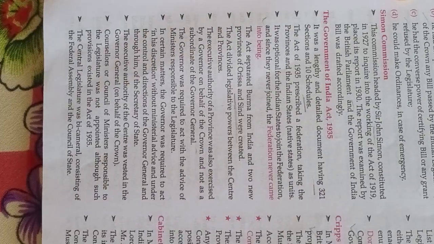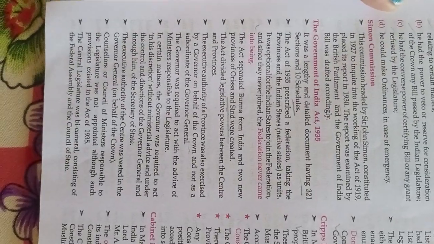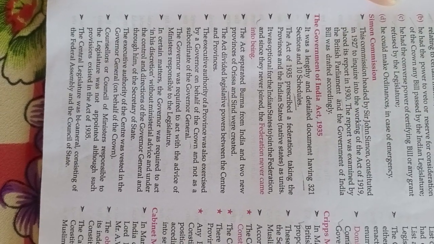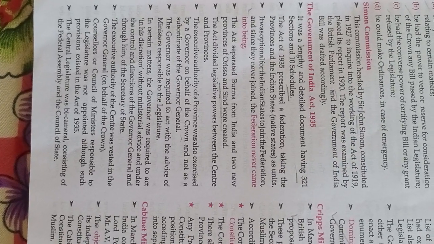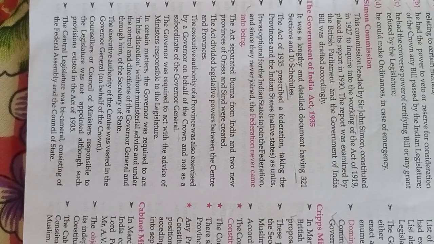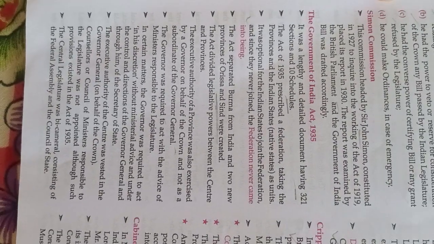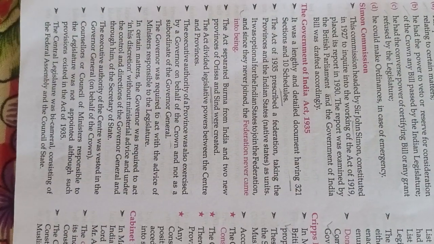The Government of India Act 1935. It was a lengthy and detailed document having 321 sections and 10 schedules. The Act of 1935 prescribed a federation taking the provinces and the Indian states or native states as units. It was optional for the Indian states to join the federation, and since they never joined, the federation never came into being. The act separated Burma from India, and the two new provinces of Orissa and Sindh were created.